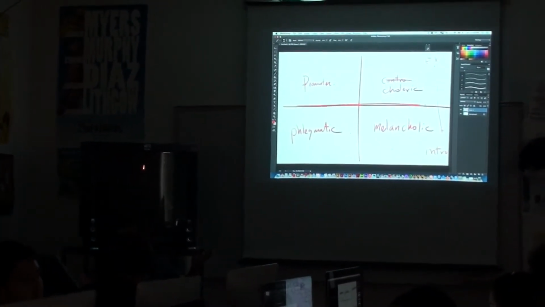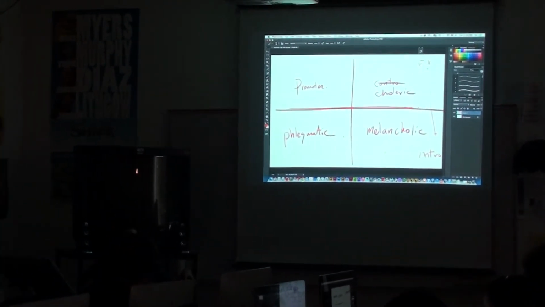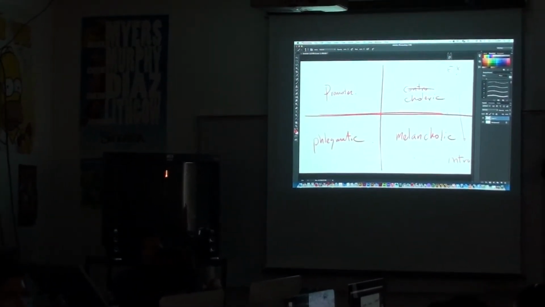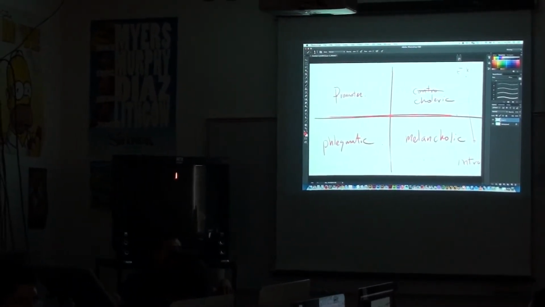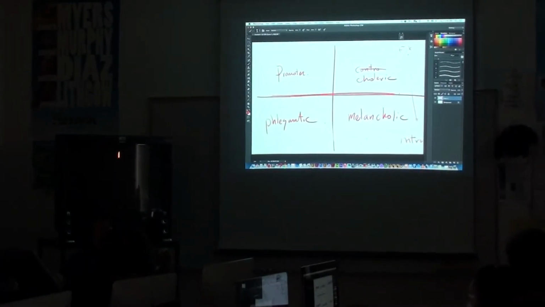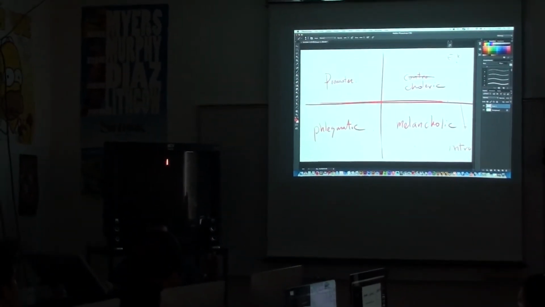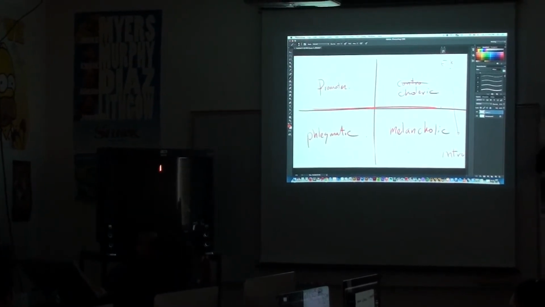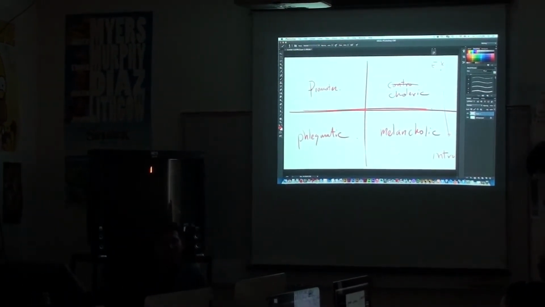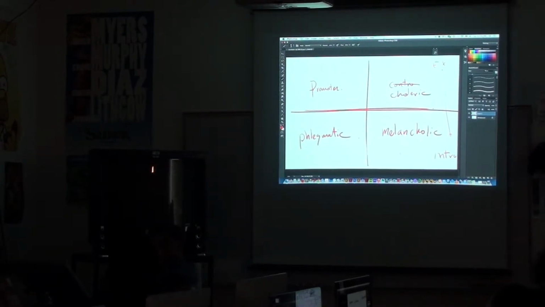Winnie the Pooh is gonna be who? Phlegmatic, easygoing, chill, caring. Who's gonna be Tigger? Promoter. Right? What about the rabbit? No, boy. Choleric, right? Like, grunt, and like that, and like this.